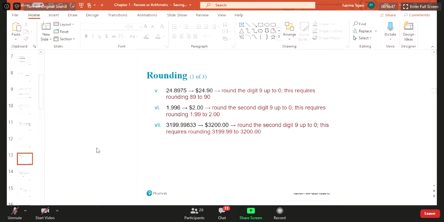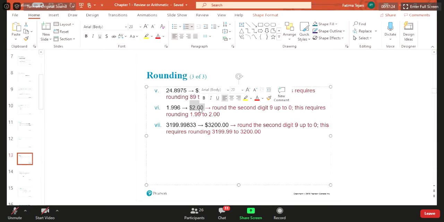Okay. Rounding. So if you can see the rounding out here as well, have a look at it. $24.8975. So these are more 9 rounding. Because of rounding 9, the value will go further to the before decimal as well, right? 24.89, if you round it up, it's going to be 24.90. 1.996, if you round it off, it comes to $2. You can see that the value goes before the decimal as well.